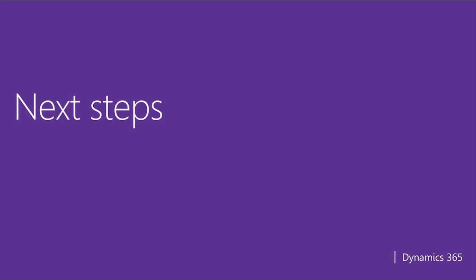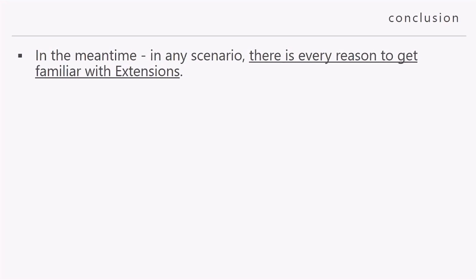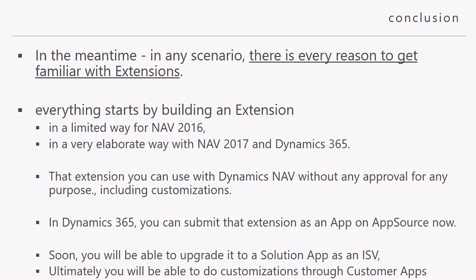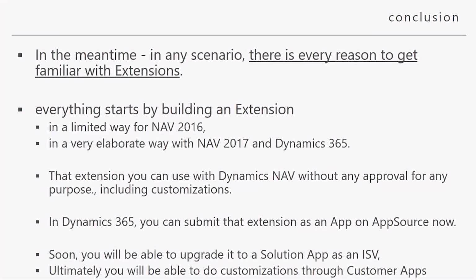So what are next steps for you as a partner? Whatever you do, if you stay on-prem or want to go with Dynamics 365, extensions are the most important thing you should look at, because you can deploy an extension on an on-prem environment, you can run an extension on a Dynamics 365 tenant, or on your self-hosted NAV version on Azure. So whatever you do, look into extensions.